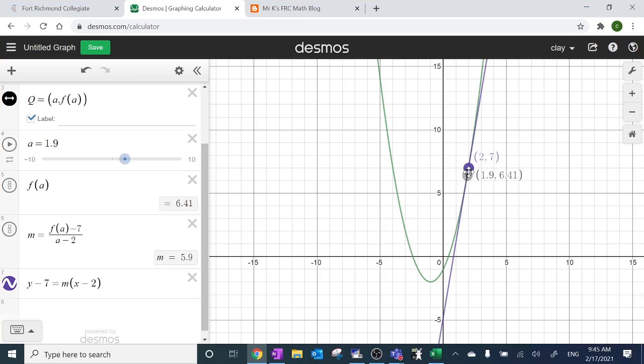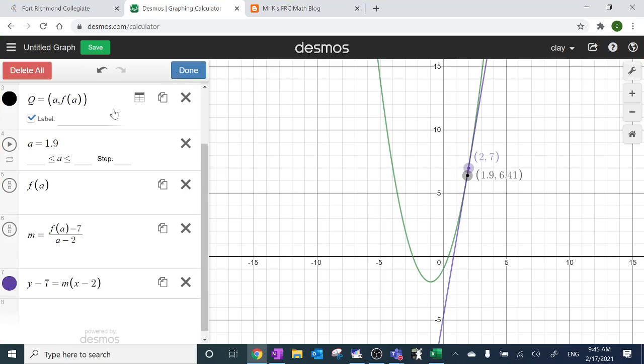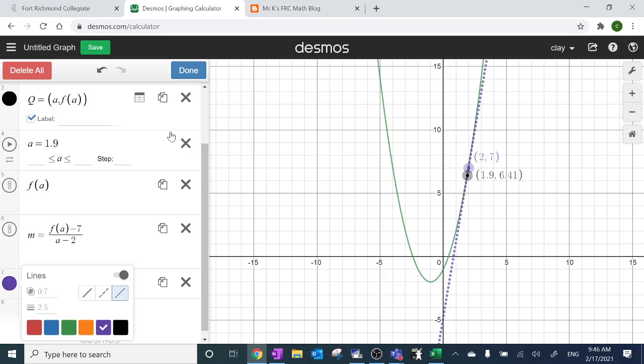So there we go. You can do other things. I kind of always like my tangent line to be dotted so that it's easier to stand out. If you want to do things like play with the color or the texture of the lines, you just click on the settings tab here, and then just click on whichever one you want to change. I kind of like that dotted, so I tend to make those dotted. I think that's what I did in the video too, right?